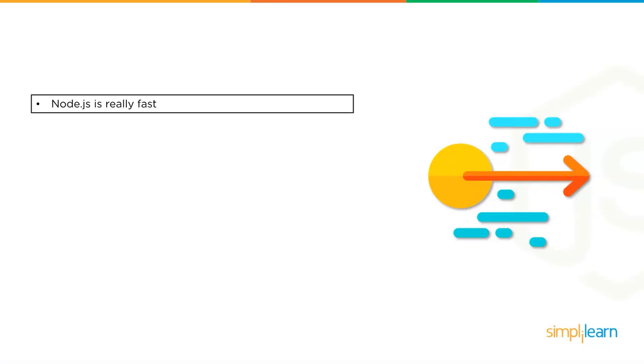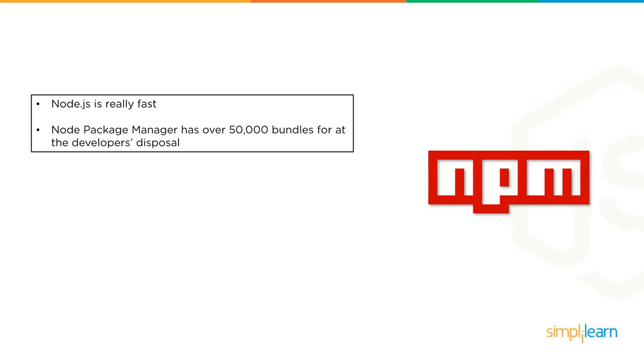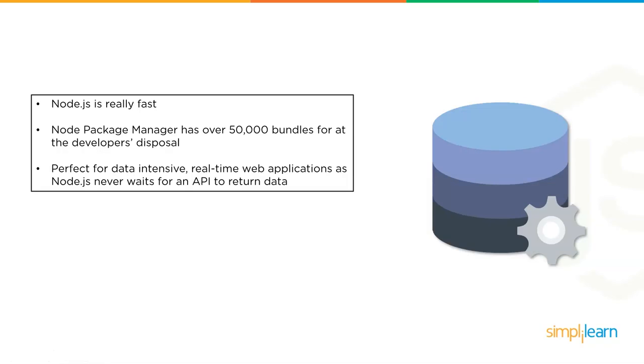Now that we know what Node.js is, let's go ahead and look at why it was so prevalent in the field of web development. Here are a few points. First up, Node.js is extremely fast. Being built on Google Chrome's V8 JavaScript engine, its library is extremely fast in code execution. Node Package Manager has around 50,000 bundles for developers, so whatever functionality is required for an application can be easily imported from NPM. All APIs of Node.js library are asynchronous, that is non-blocking.